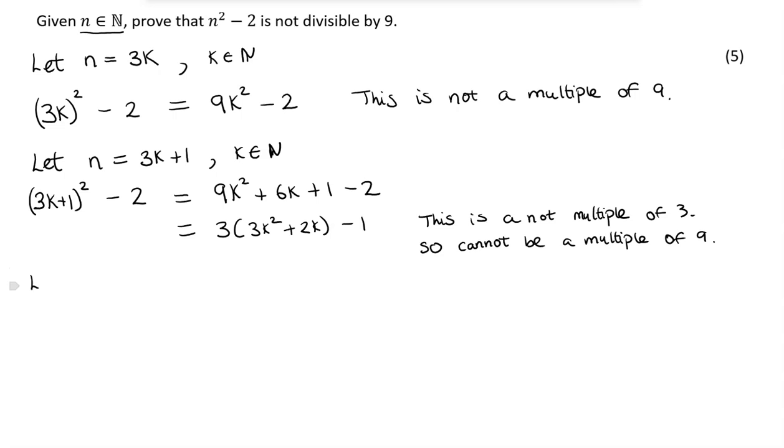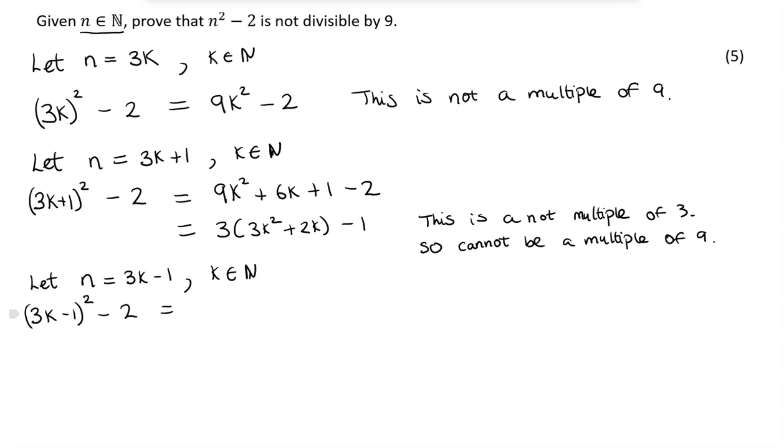The final thing to do is we're now going to let n equal 3k minus 1. This will basically be 2, 5, 8, 11, etc. By the way, I've used 3k minus 1. You could do 3k plus 2. That would also be valid. However, I just personally think that if you've just done 3k plus 1, doing 3k minus 1 is probably going to be a simpler way to go about this.